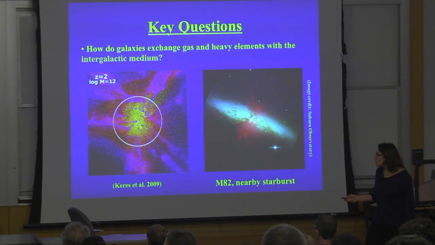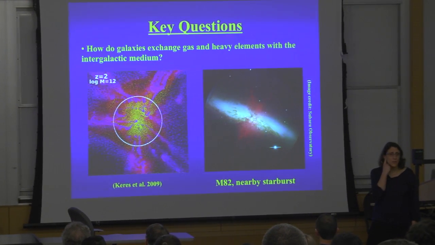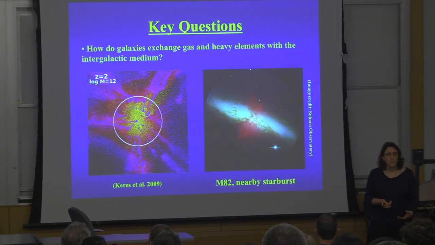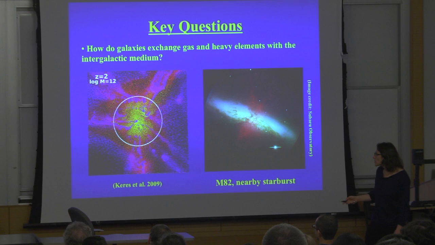One of the things we do observe quite commonly, especially in the early universe when galaxies are very intensely forming stars, is that gas gets driven out of galaxies at rates of up to hundreds of kilometers per second. Okay, this is a nearby starburst called M82. This is another plot that's very popular among astronomers to show, sort of emblematic of the process of outflows.